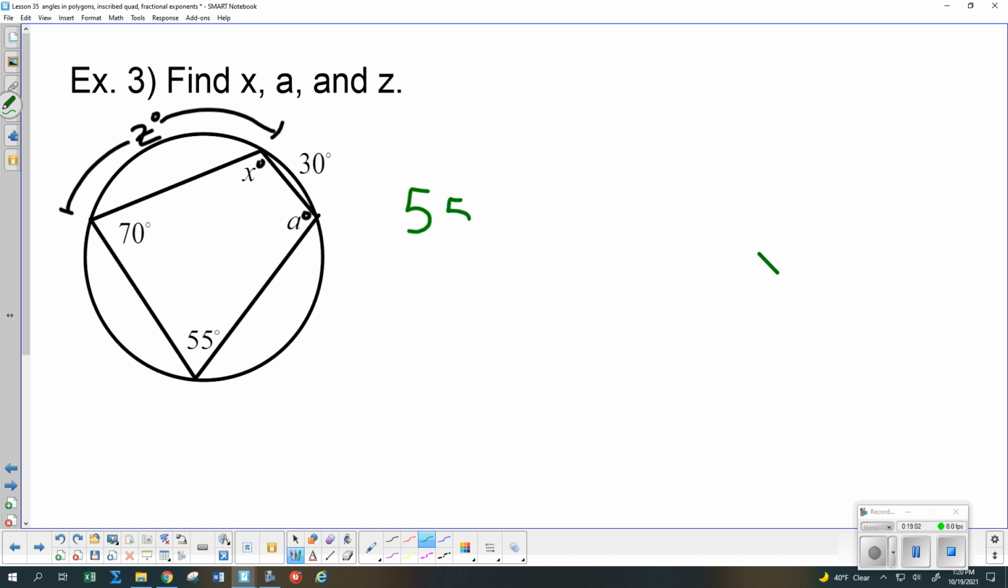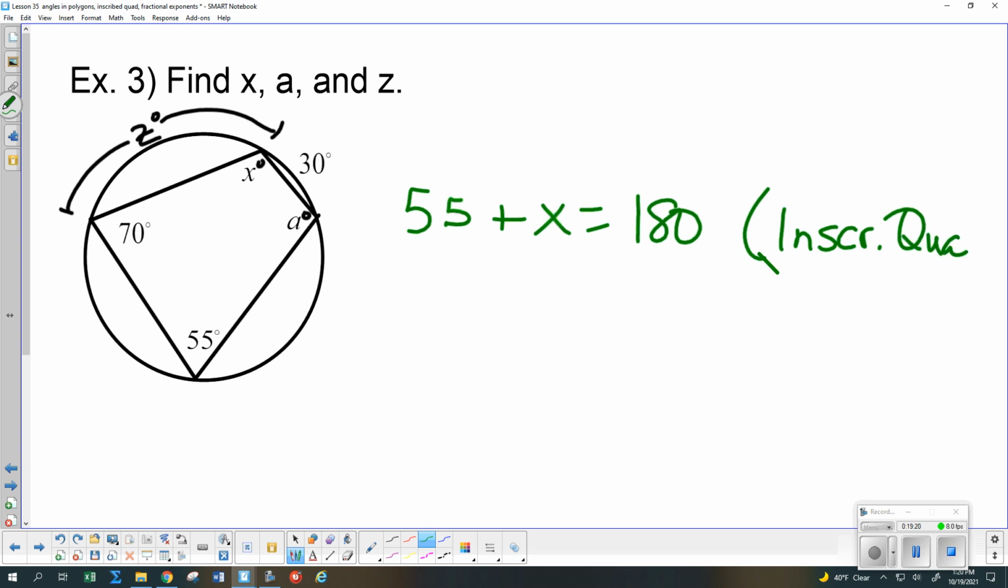Slow down, just one at a time. 55 and X, and what do I do with the 55 and the X? Isn't that what our formula just said? Take two opposite ones, the 55 and the X, add them and we get 180. And our reason is because we have an inscribed quadrilateral, not an inscribed angle. So subtract 55 from both sides. And what do we have for X?